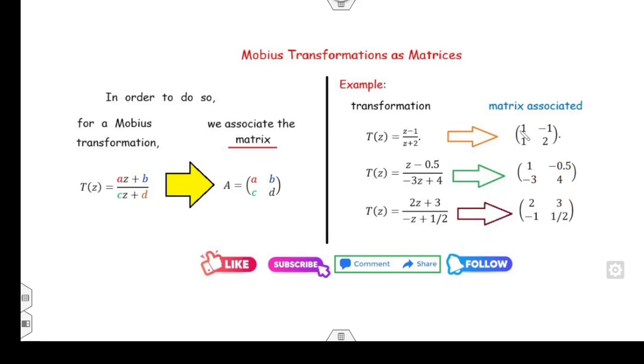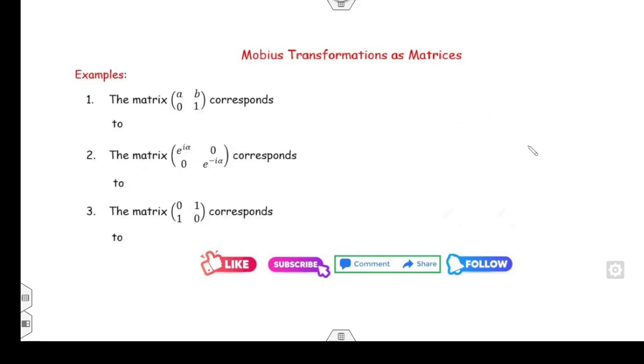The converse is also true. If you have the matrix, then you can write the corresponding Mobius transformation. Corresponding to this case, T of z is (az plus b) divided by (c z plus d), where c is 0. So you can write that the first transformation becomes az plus b.